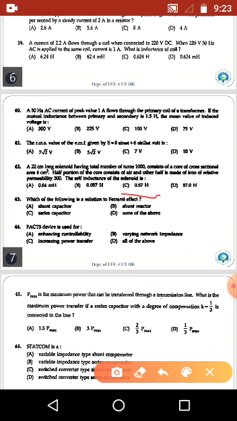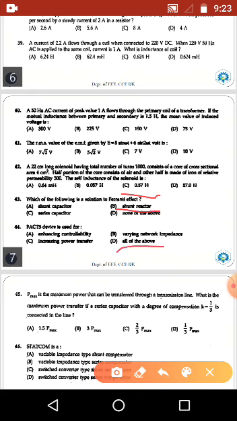43rd question, which of the following is a solution to Ferranti effect? Ferranti effect is receiving end voltage is greater than sending end voltage. In order to overcome this, we can connect a shunt reactor. So, option is option number B. 44th question, FACTS is a device used for enhancing controllability is a right answer. Varying network impedance is also right. Increasing power transfer is also correct. So, the answer is option number D.